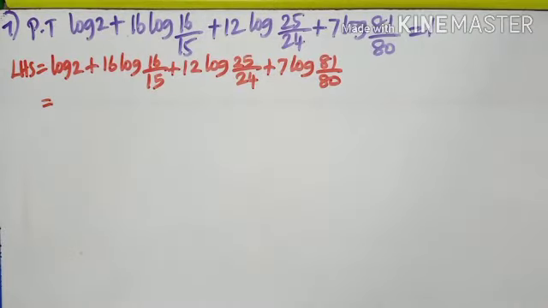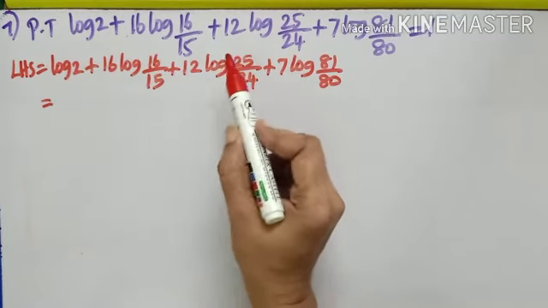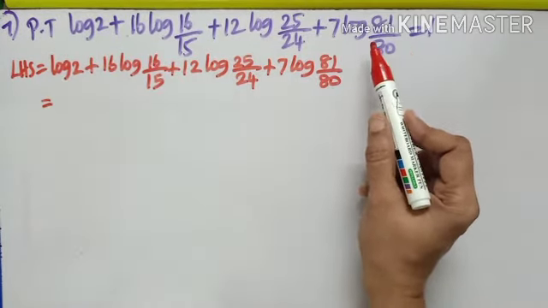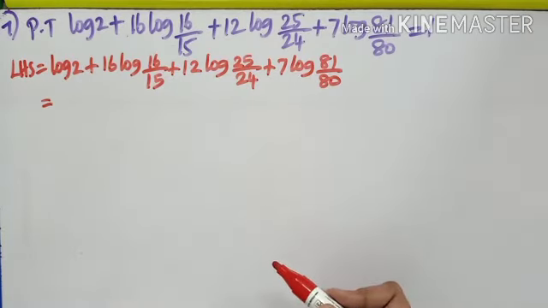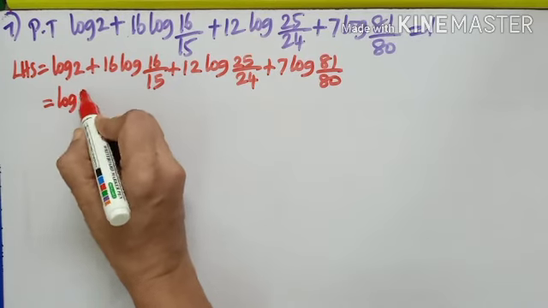Question number 7. Prove that log 2 plus 16 log 16 by 15 plus 12 into log 25 by 24 plus 7 into log 81 by 80 equals 1. Starting from the LHS, log 2 will keep as it is.